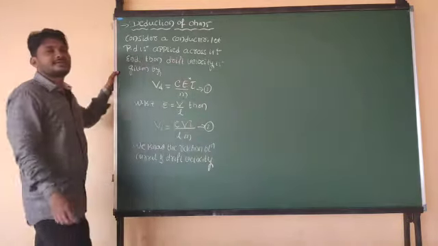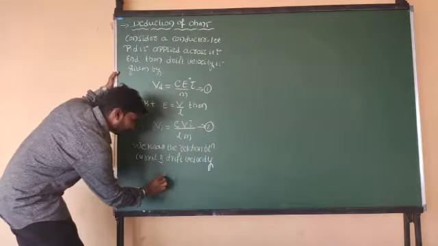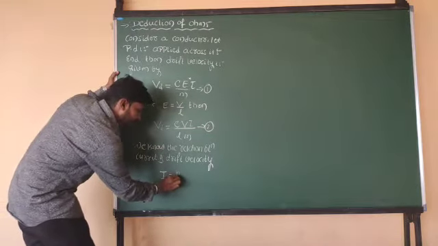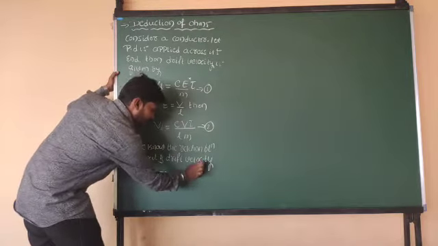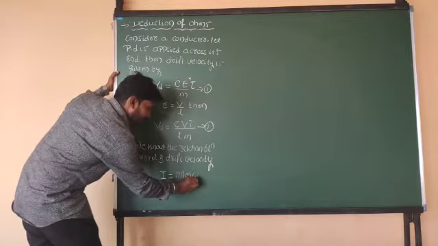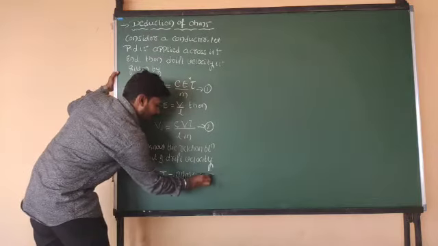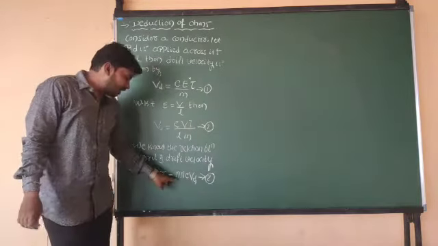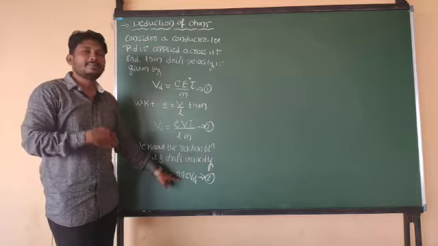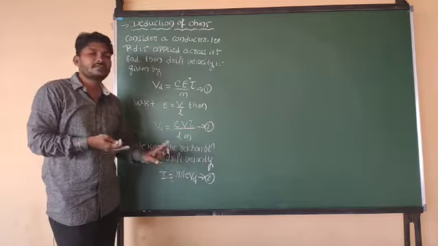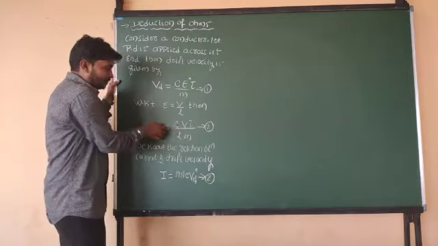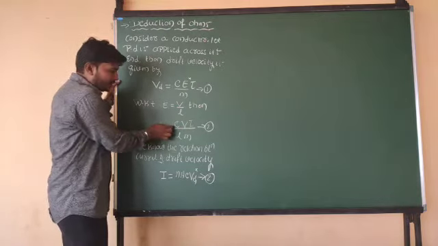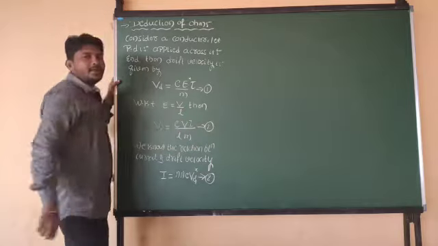So what is the expression for that current and drift velocity? I is equal to what? I is equal to nAe into vd, where n represents the electron density, A represents the area, e the charge on the electron, and vd represents the drift velocity. I know the value of drift velocity: vd is equal to eVτ divided by mL.